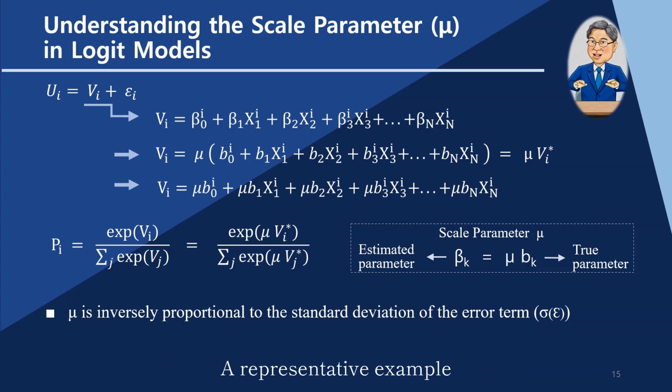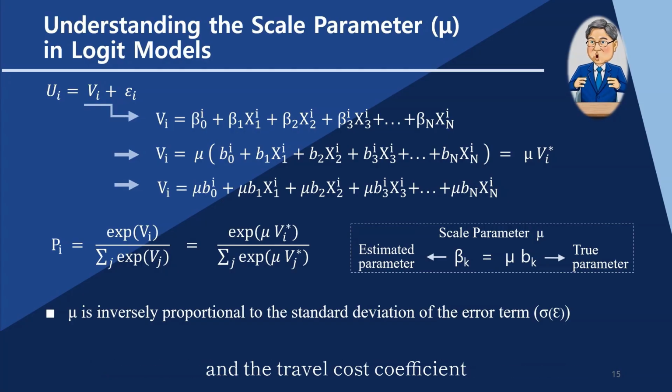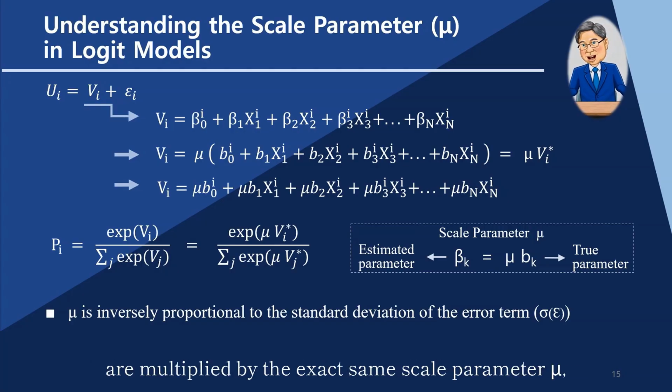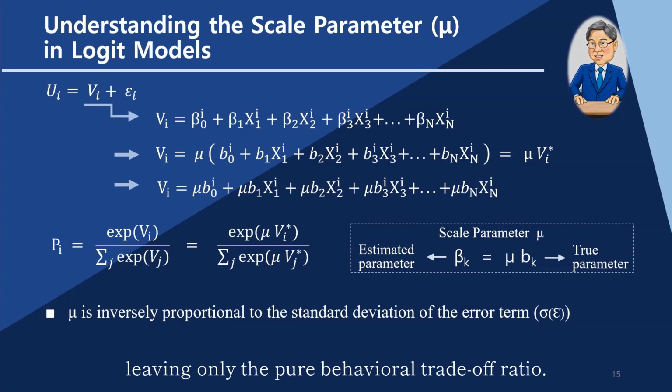A representative example is the calculation of the value of time discussed earlier. Because the travel time coefficient and the travel cost coefficient are multiplied by the exact same scale parameter mu, taking the ratio of the two coefficients mathematically cancels out mu, leaving only the pure behavioral trade-off ratio.